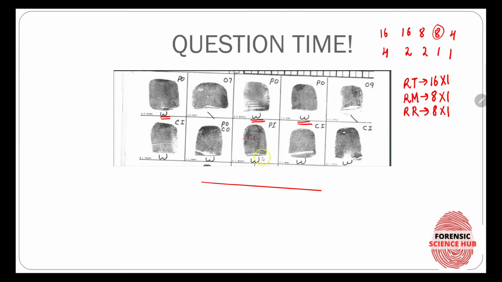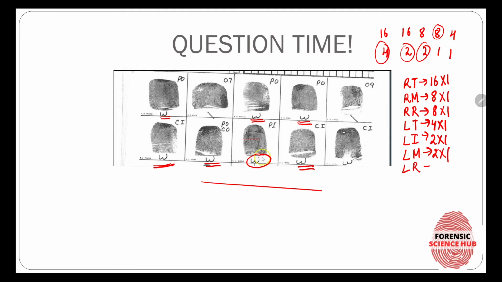Right? Then we move on to this one. This is a left thumb, and left thumb has a value of 4, so we multiply like this. Then we have a whorl here. This is a left index, and left index has a value of 2. Then we have another whorl here, so left middle, and this has a value of 2. Then we have a whorl here also, left ring, 1 into 1, and left little 1 into 1. So these are all the values that we are going to have.